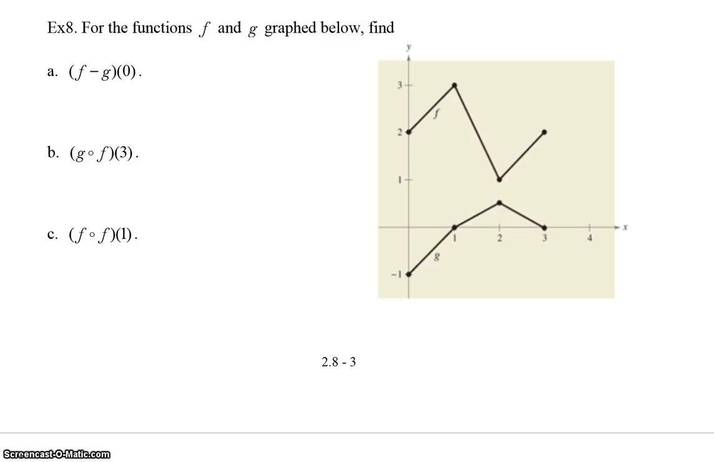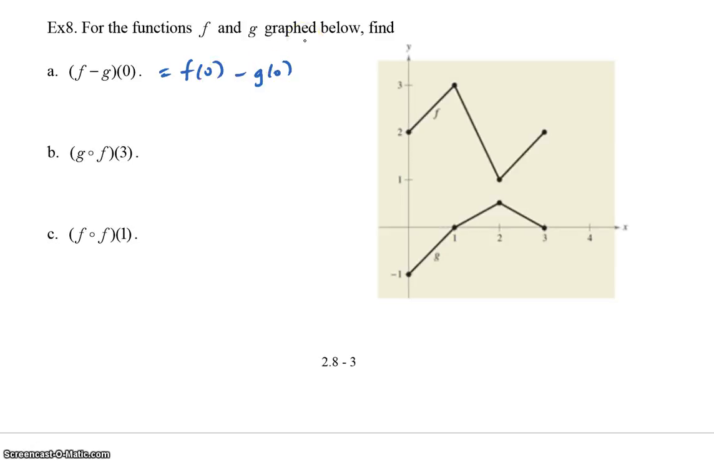Now we don't have equations or formulas given for f and g, so we have to just rely strictly on the graphs. But it's actually not too difficult as long as you know what to look for. f minus g of 0. Remember that f minus g of x equals f of x minus g of x for any x in the domain of the function f minus g. So here x is equal to 0. f minus g of 0 therefore would be f of 0 minus g of 0. So the question then is, what's f of 0 and what's g of 0?